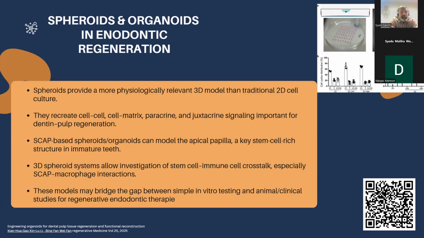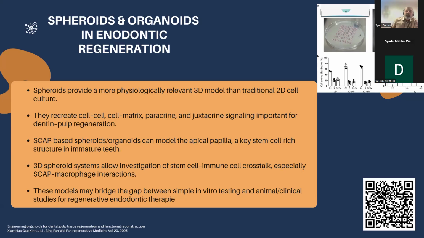Another strategy is they create cell-to-cell matrix, paracrine, juxtacrine signaling, important for dental pulp regeneration. We talked about scaffold for macrophages, SCAP. And these models may bridge the gap between simple in vitro testing and animal and clinical studies for regenerative endodontics.